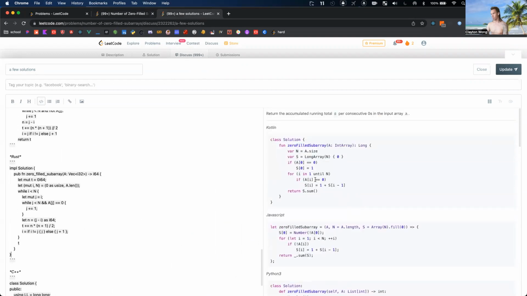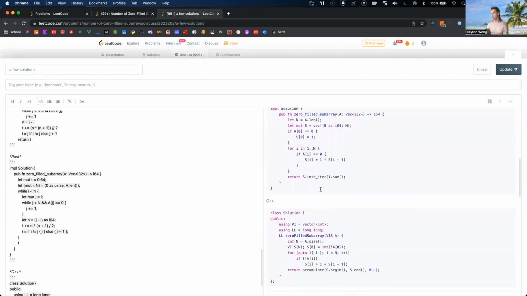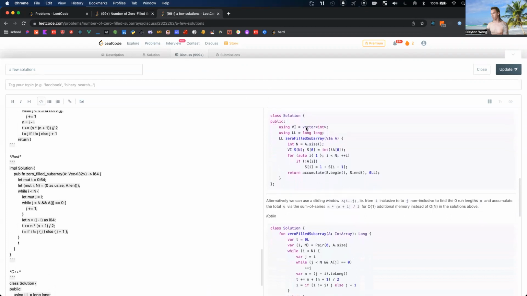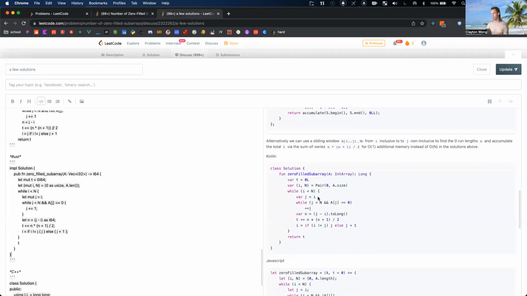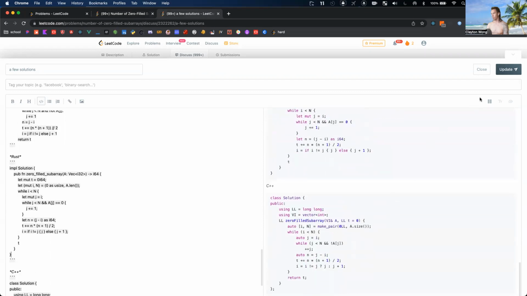Accumulated sums as a recurrence relation based on the run, and then accumulate them at the end there, or we just accumulate the run in total. All right, so you need O of 1 additional memory instead of O of n. Right, they're both cool solutions.